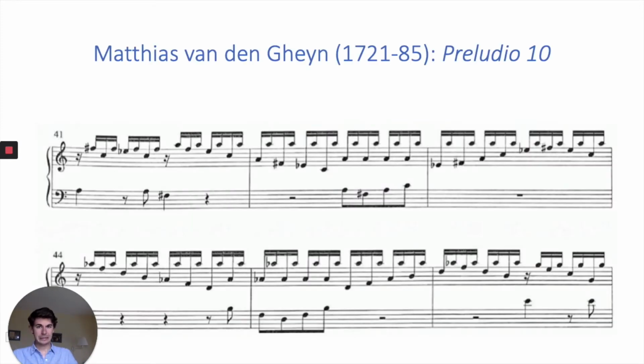Matthias van den Gheyn was a composer. We all know his preludes. What you're looking at is Preludio number 10, but he was also a bell tuner, and I think that's part of the reason he was such an innovative composer for the carillon, because he was so aware of this minor third overtone and its prominence in the structure and the timbre of bells.